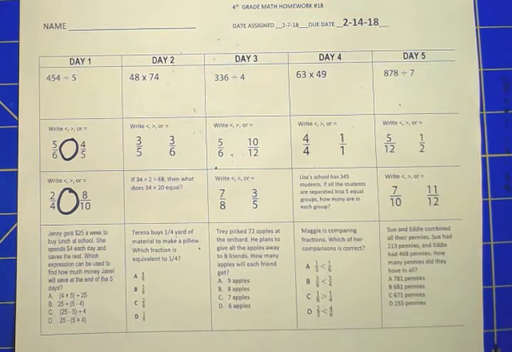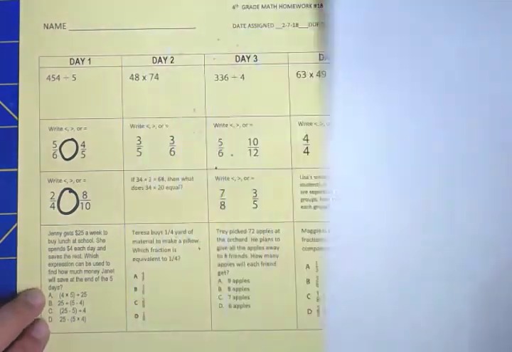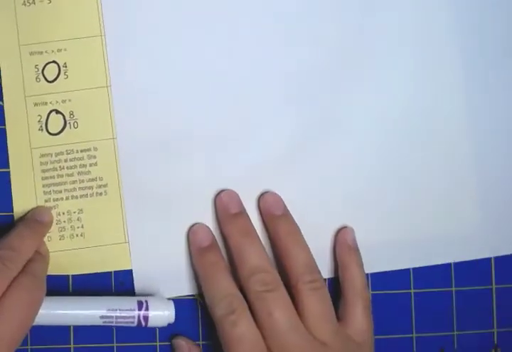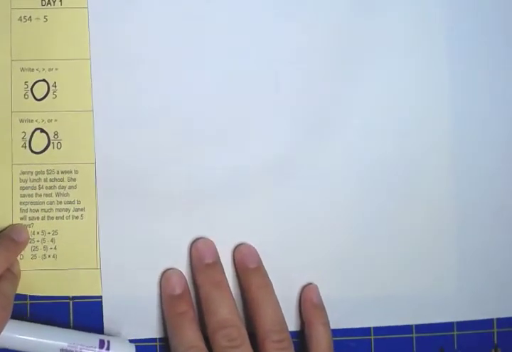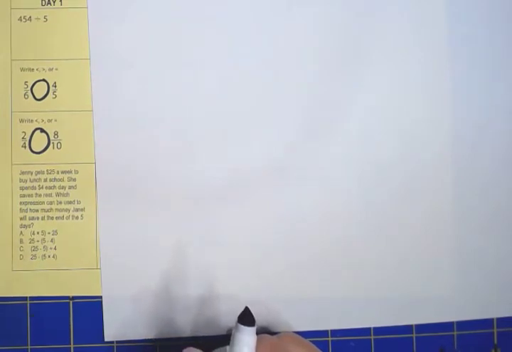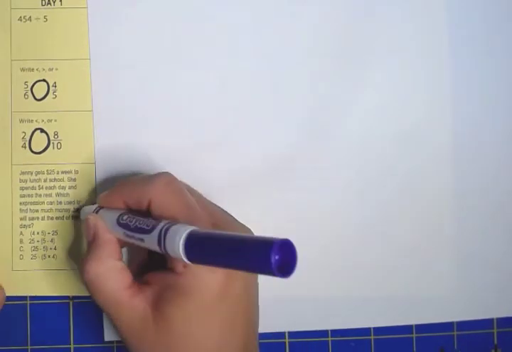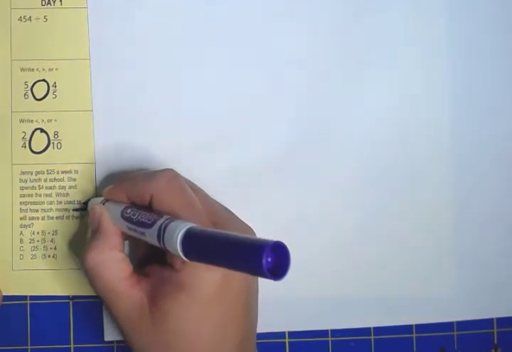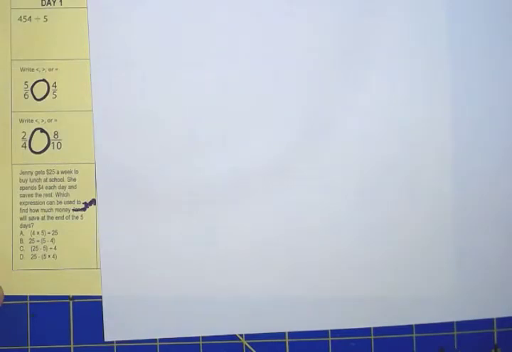All right, let's look at the first word problem for day 1. Jenny gets $25 a week to buy lunch at school. She spends $4 each day and saves the rest. Which expression can be used to find how much money Jenny will save at the end of 5 days?